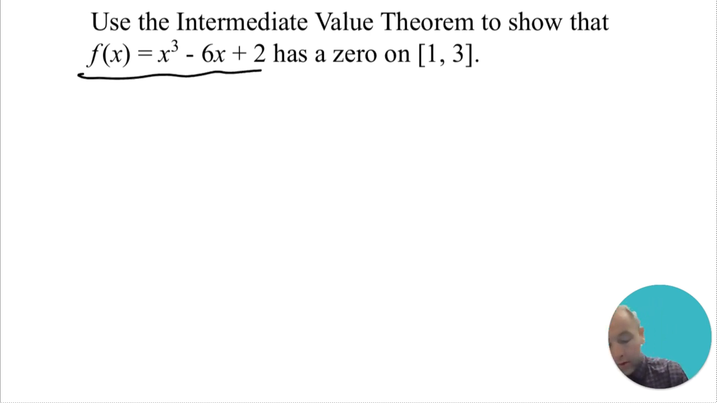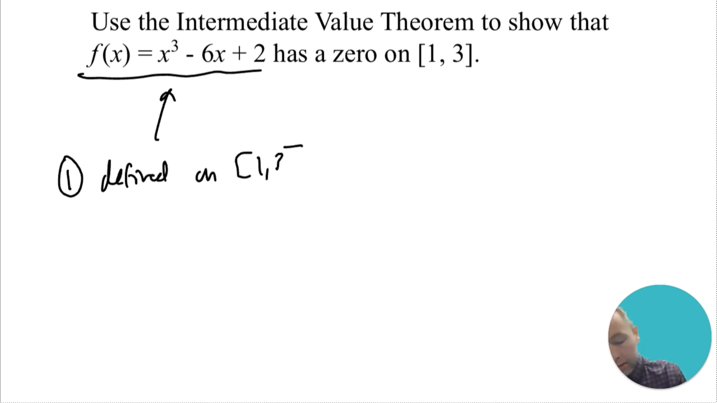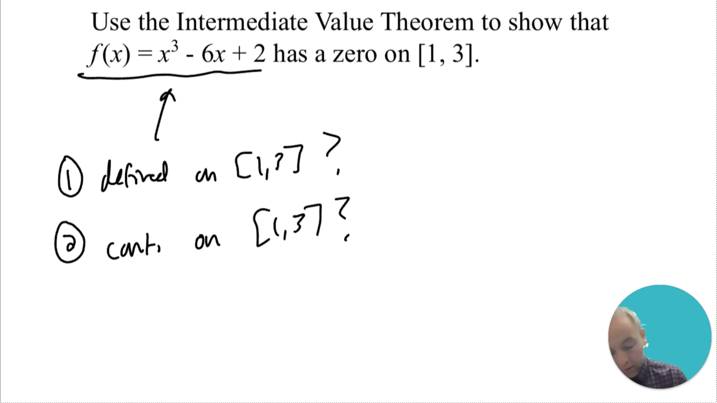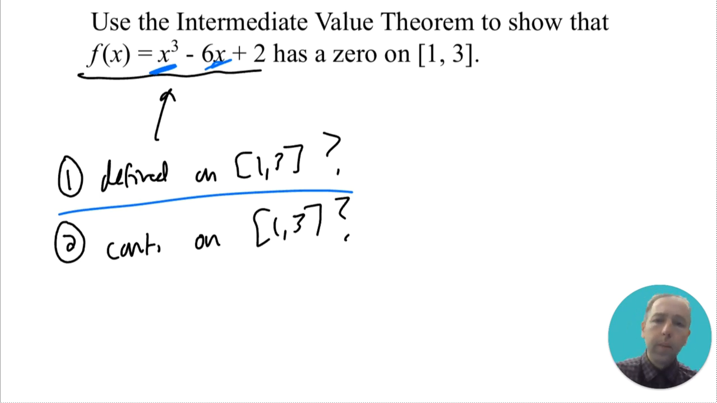So we need to think about this function and ask ourselves, is it entirely defined on the interval from 1 to 3? And is it going to be continuous entirely on that interval from 1 to 3? To address the first, we need to make sure there are y values that exist for every x number between 1 and 3. If you think about plugging in numbers between 1 and 3 for x, you can always cube those numbers and multiply them by -6, that sort of thing. So it's going to be defined, right? We're going to have y values that exist entirely on the interval from 1 to 3. So we're good there.